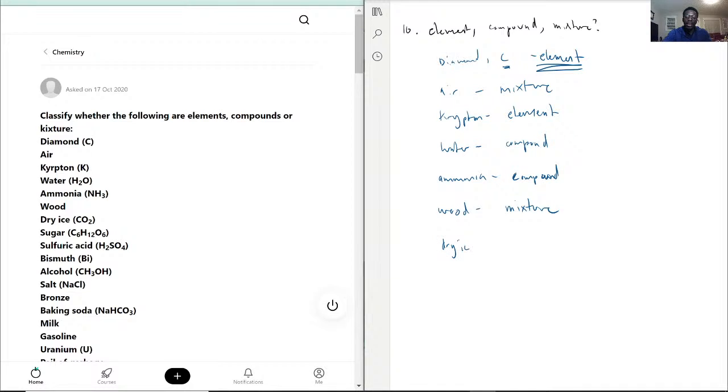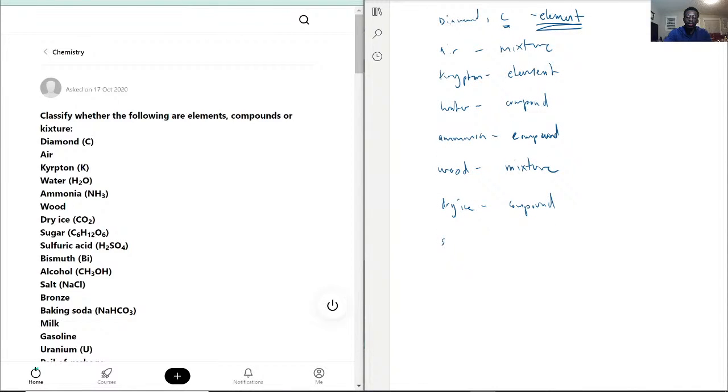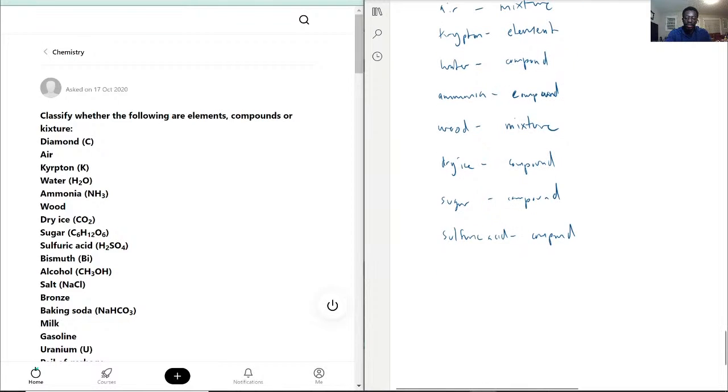Dry ice. Okay, this one's a compound because of its formula. Sugar is a compound, same reason. Sulfuric acid, also a compound. And bismuth, you can actually find it on a periodic table. It's just an element.